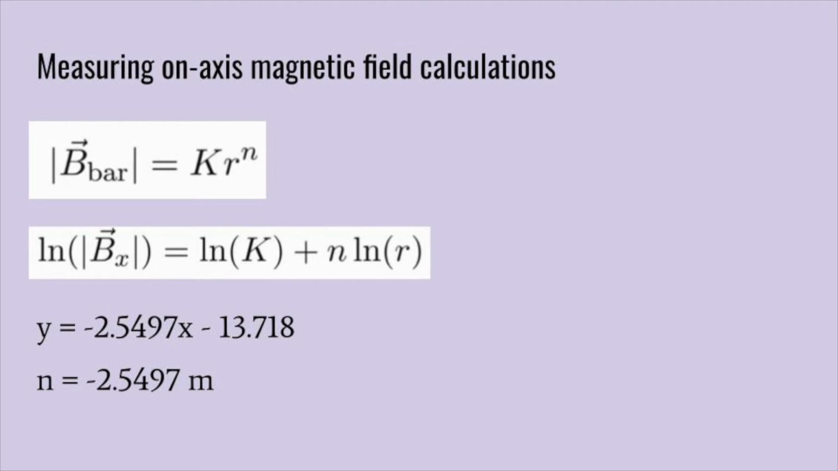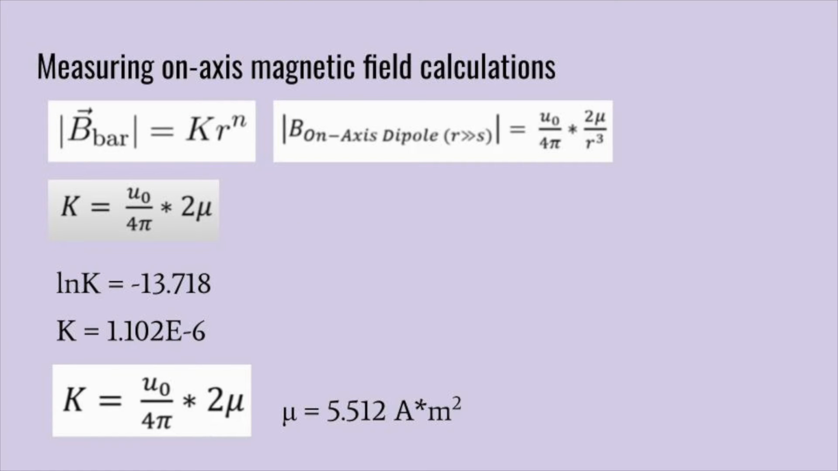n was found to be -2.5497. The equations explaining the calculations are shown here. The value for k was calculated to be 1.102 × 10^-6. We can then use this next equation by plugging in k to find μ, the dipole moment. μ was calculated to be 5.512 ampere meters squared.